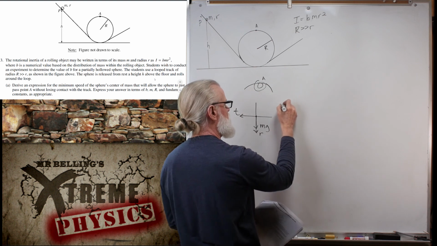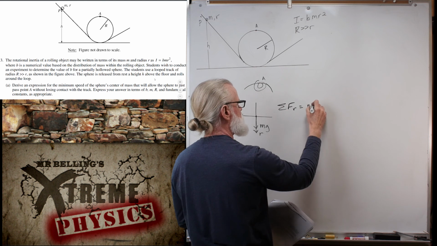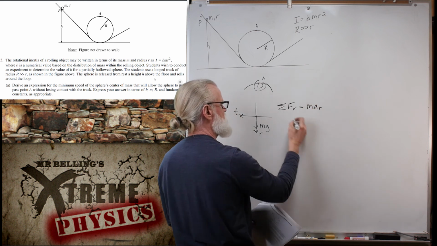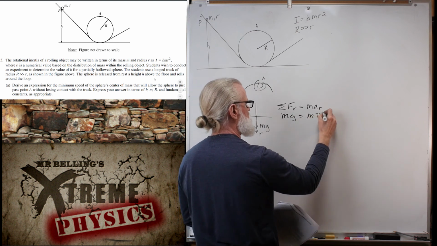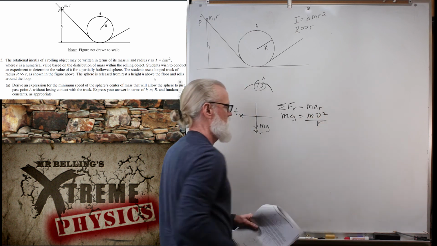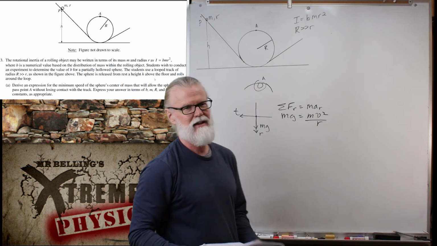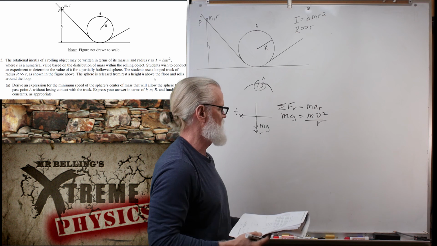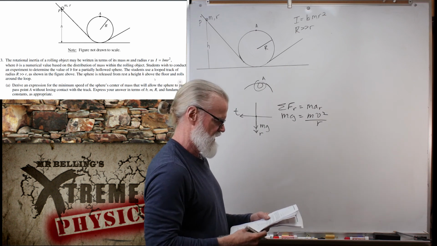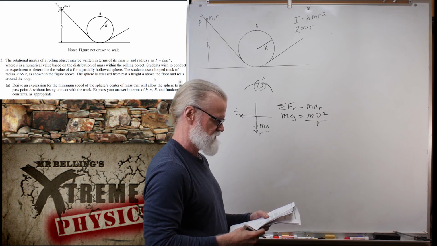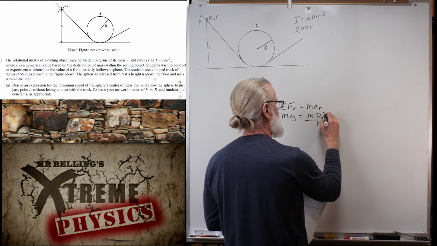It's a minimum speed. So the sum of the forces in the r direction equals mass times radial acceleration. So we've got mg equals m v squared over R, because radial acceleration is v squared over R. It's also omega squared R, but we want speed, so we don't want angular speed in this. All right, so we've got that, and we want the minimum speed. This is v min.